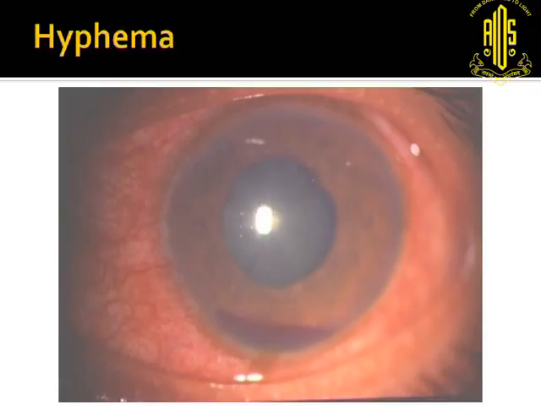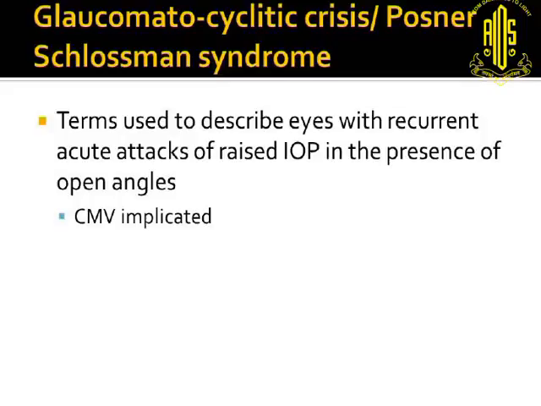So now we'll move on to other types of viral anterior uveitis. We know that glaucomatocyclitic crisis, Posner-Schlossman syndrome, all of these terms are essentially used to describe patients with acute rise of intraocular pressure, unilateral, in the presence of open angles, and few inflammatory signs. Recently, there are reports that cytomegalovirus is implicated in over 50% of cases with this presentation.